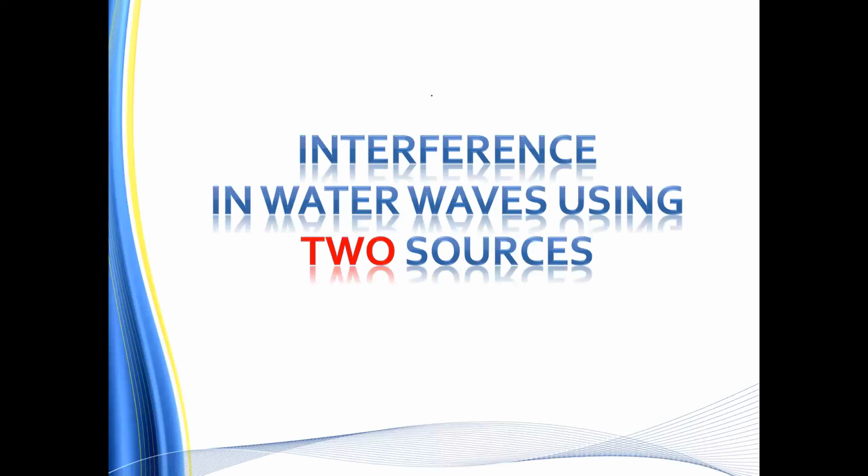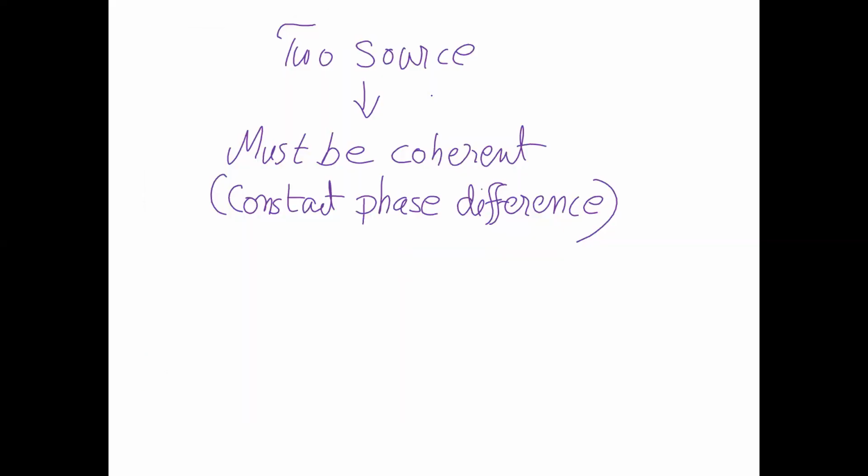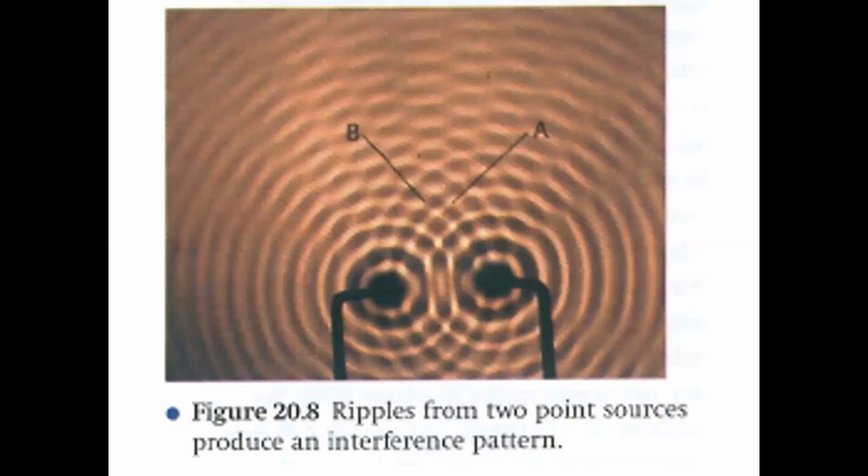Interference in water waves using two sources. Now, this is a ripple tank and there are two dippers. Two dippers are being run at the same frequency and they must be coherent, with a constant phase difference. Now you can see the pattern, dark and bright fringes. Water waves are producing this image on the sheet below the glass block. Look at this.